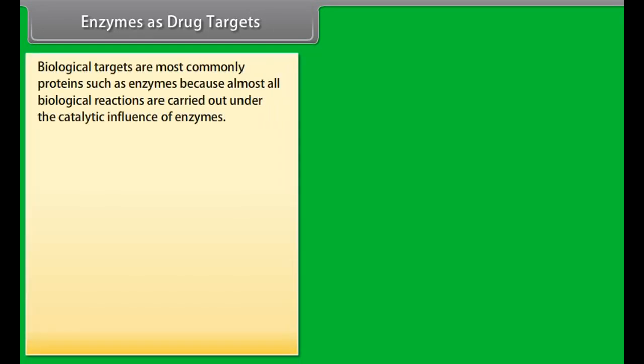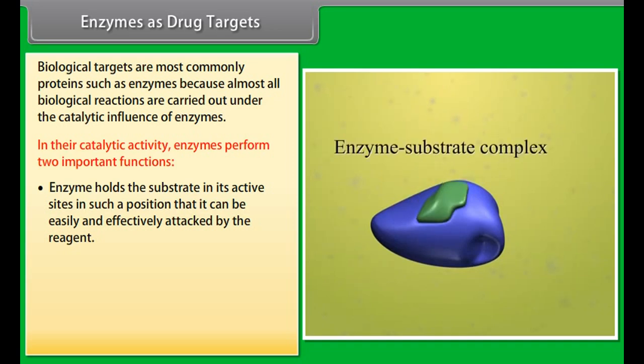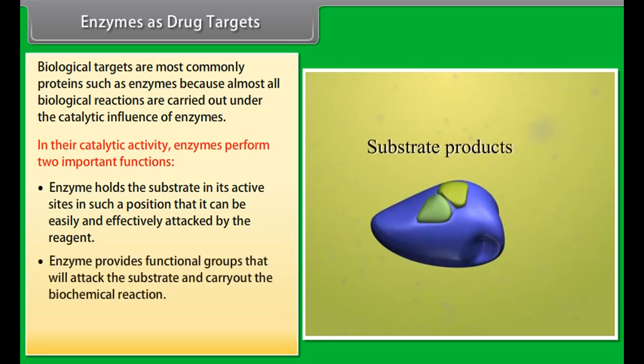Biological targets are most commonly proteins, such as enzymes, because almost all biological reactions are carried out under the catalytic influence of enzymes. In their catalytic activity, enzymes perform two important functions. Enzymes hold the substrate in its active sites in such a position that it can be easily and effectively attacked by the reagent. Enzymes provide functional groups that will attack the substrate and carry out the biochemical reaction.